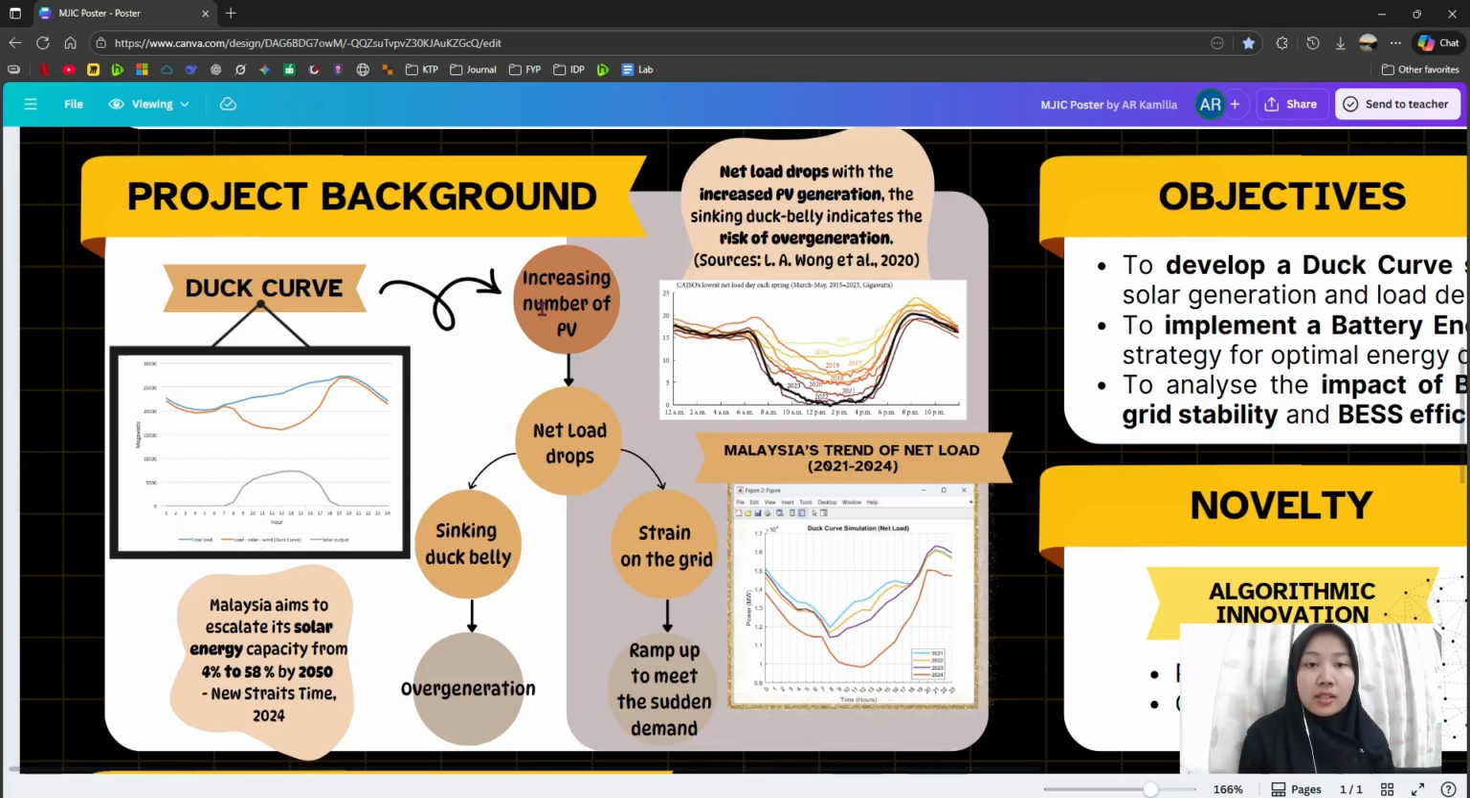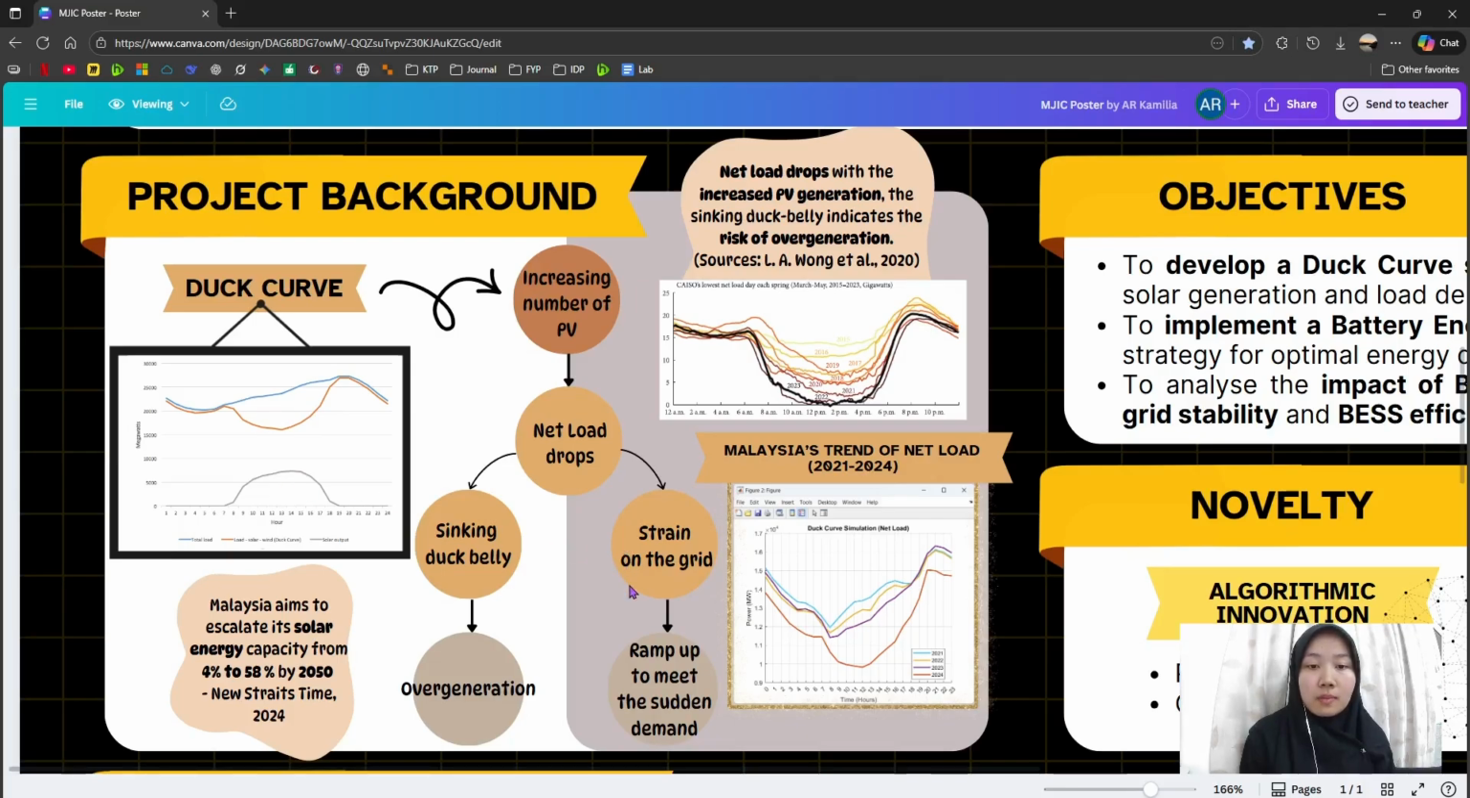It happens due to the increasing number of PV. So when the number of PV increases, the belly here gets deeper because it's basically the mismatch between the load demand and the PV generations. When the duck curve happens, it causes two problems, which is the sinking duck belly here. It indicates over generation, meaning there's supply from both grid and the PV.